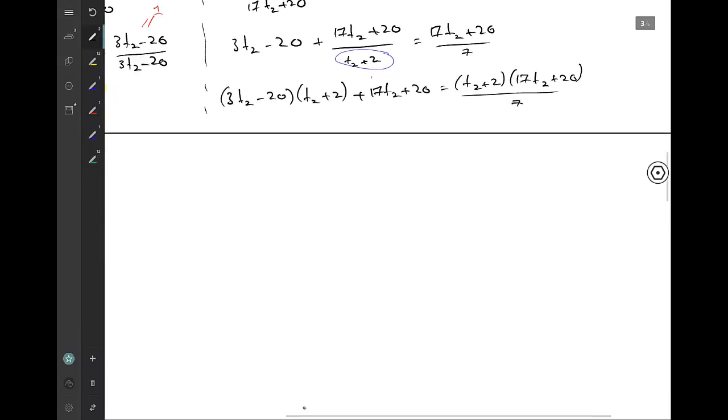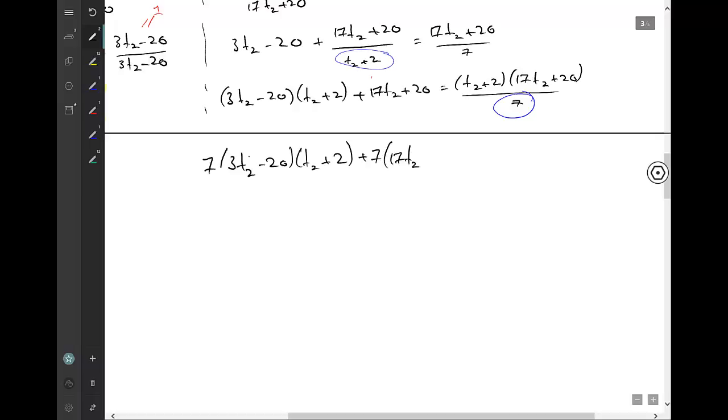And so finally, if I keep going down, just multiplying everything by this 7, we end up with 7(3t2 - 20)(t2 + 2) + 7(17t2 + 20) = (t2 + 2)(17t2 + 20). Okay, so big ugly thing, but nothing very difficult there. It's just a matter of being really careful. And now it's just a matter of expanding.